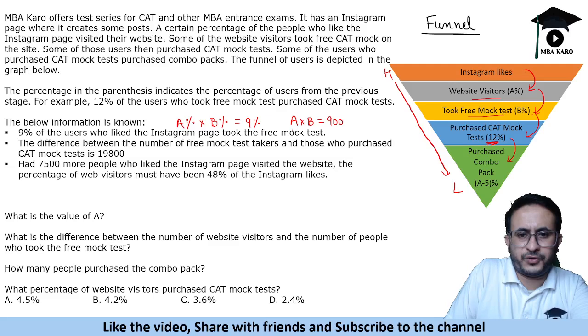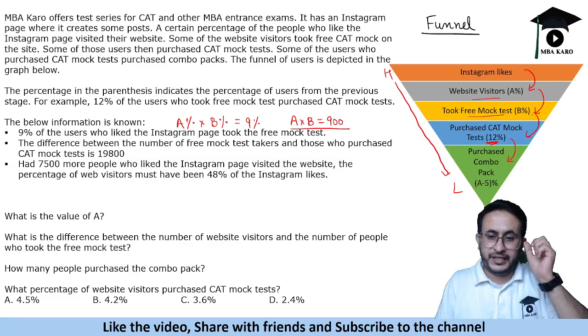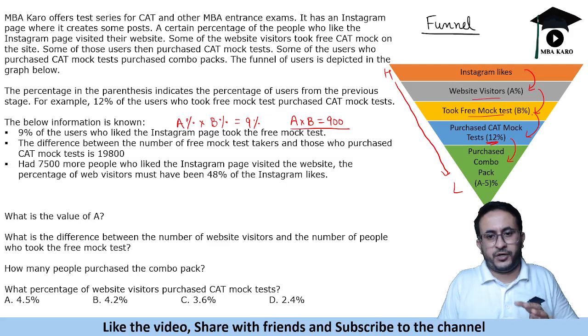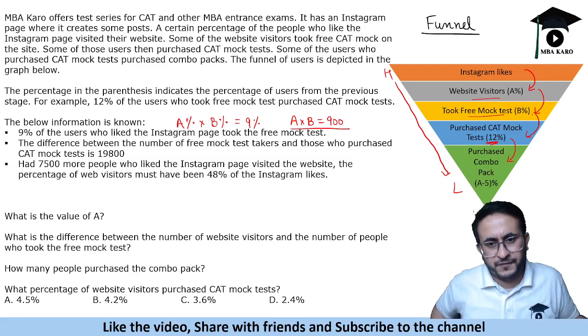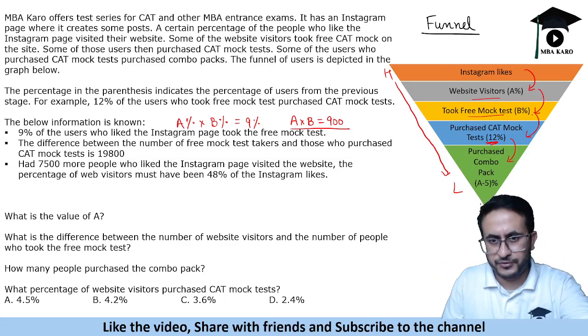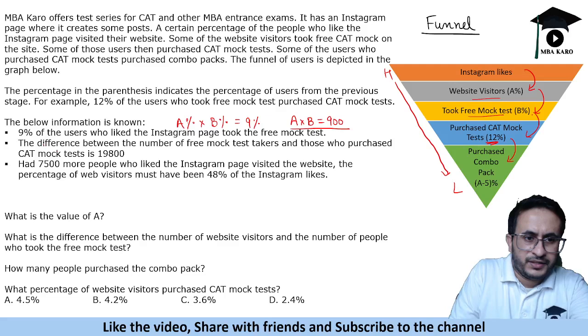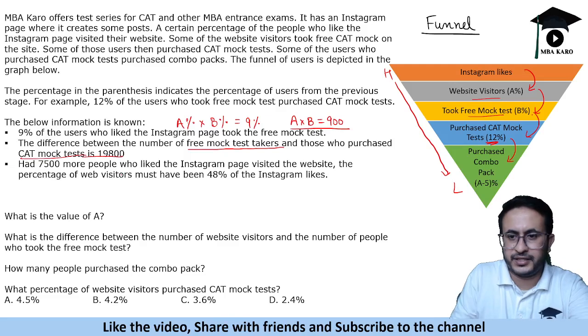Okay. So one of the questions is what is the value of A? Of course you will have to find the values of A and B to answer the questions. Now A can take multiple values, right? It could be 30-30, it could be 50-18, it could be 20-45, anything, right? We do not know how much that value is. Okay. The difference between the number of free mock test takers and those who purchased the CAT mock tests is 19,800.